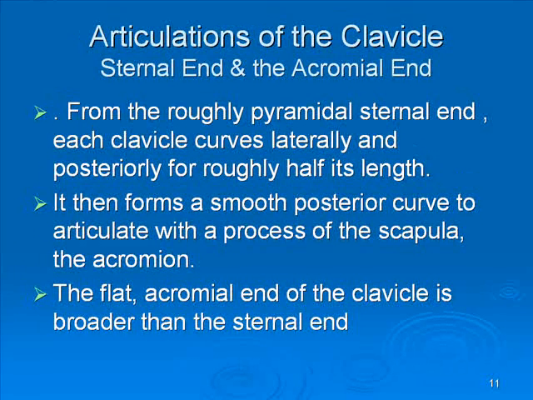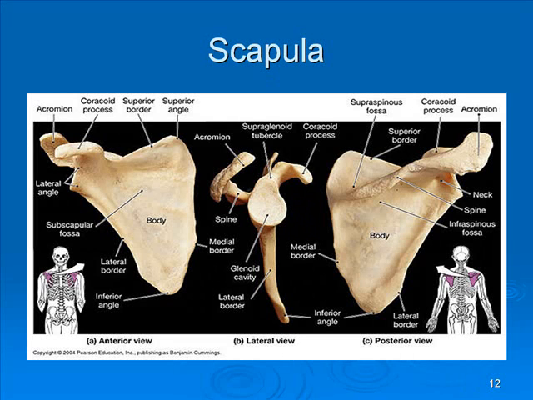Articulations of the clavicle, again, sternal end and acromial end, roughly a pyramidal-shaped sternum. Each clavicle curves laterally and posteriorly for roughly half the length. Forms a smooth posterior curve and articulates with processes of the scapula. At the acromion, the flat acromial end of the clavicle is broader than the sternal end. Now, I wouldn't ask you the question, I wouldn't put it up there and ask you to differentiate based on that, because I know it's an S-shaped bone, which can cause a little confusion. But if I clearly identify one end as the sternal end and one end as the acromial end, you should know which is medial and which is lateral.